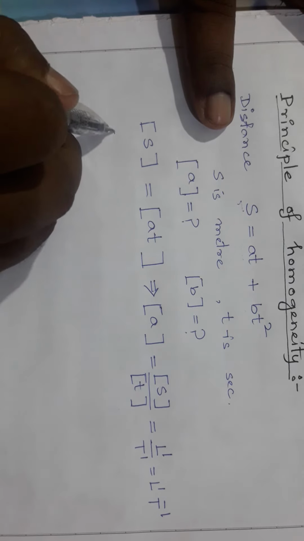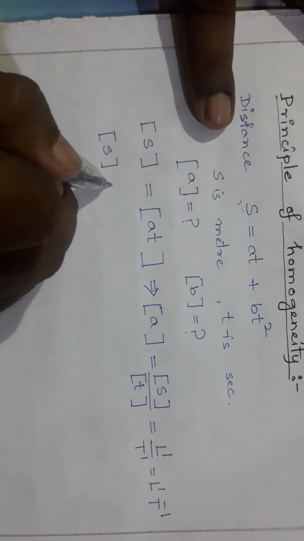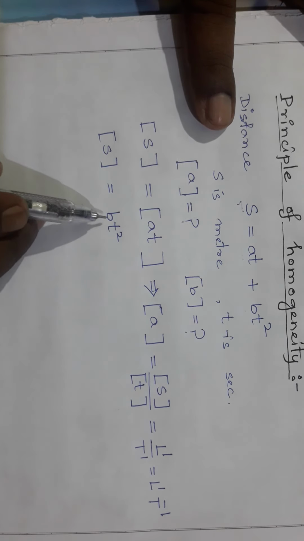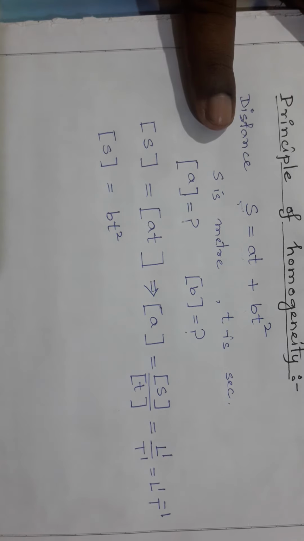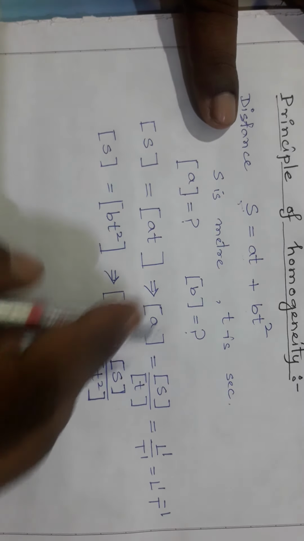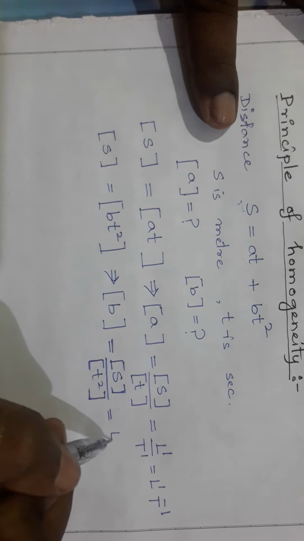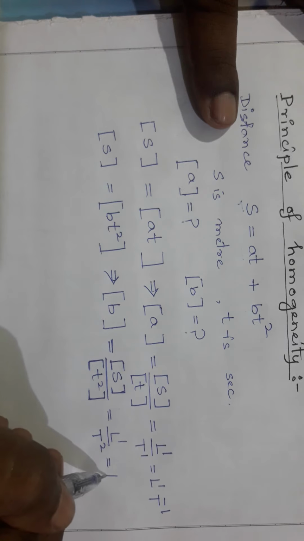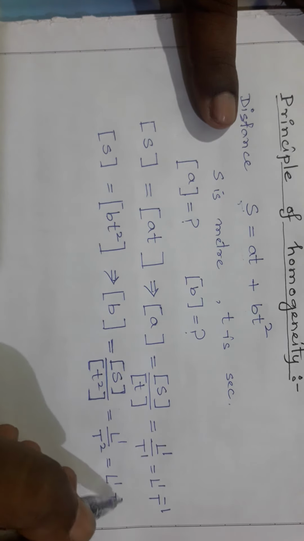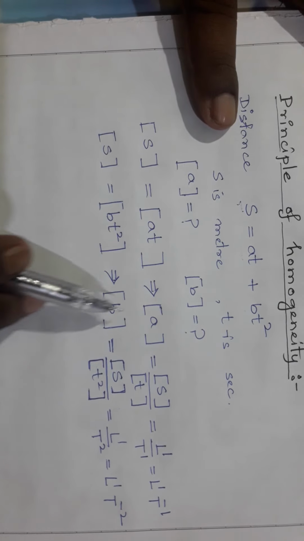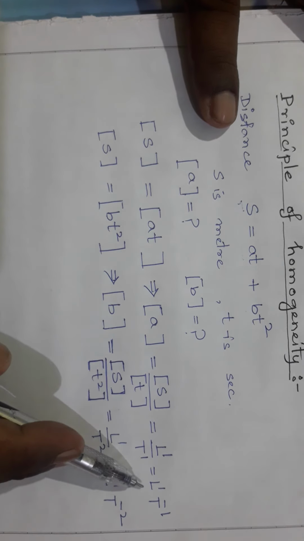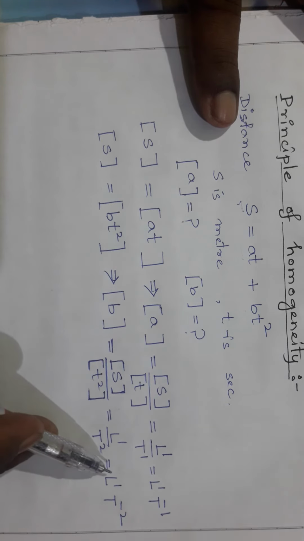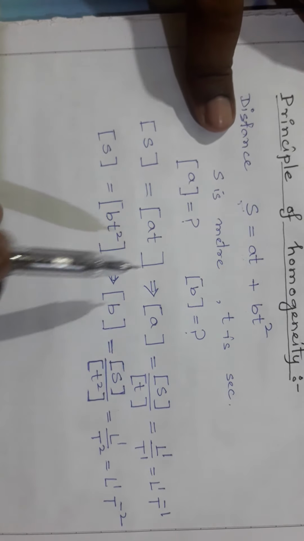Similarly, we can write s equals B t square. Then what is B? B will be s by t square. Now for s, again the dimension is L1, and for t simply t square, so it becomes L1 T minus 2. So we got the dimension of A and B. A is L1 T minus 1 and B is L1 T minus 2. So these are the applications of the homogeneity principle.